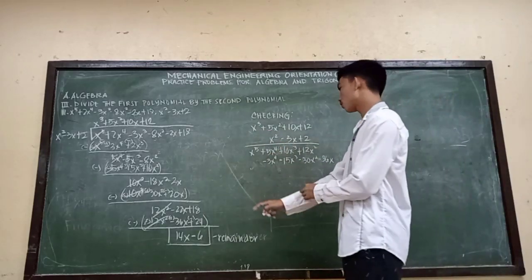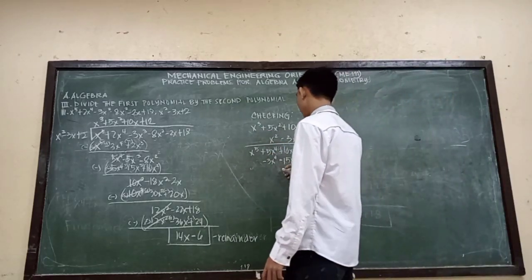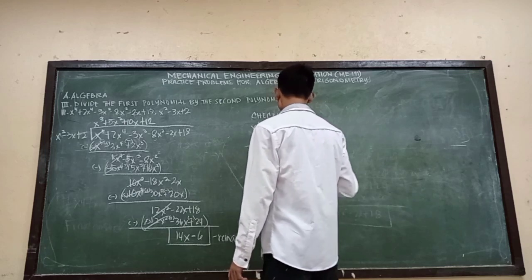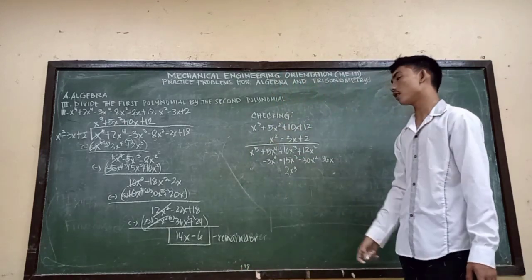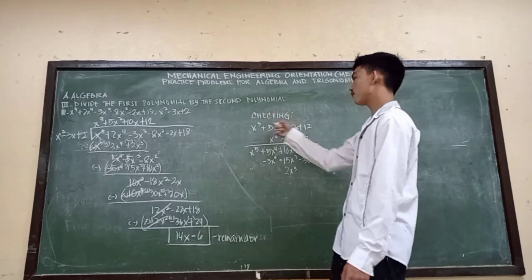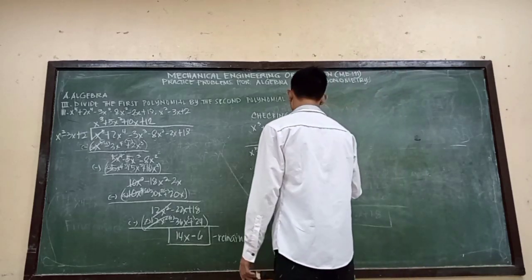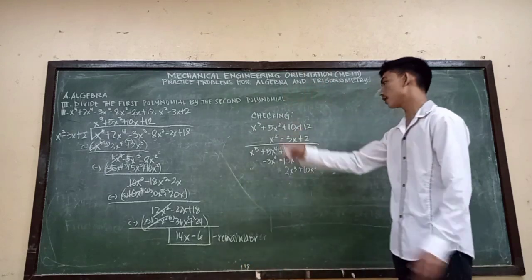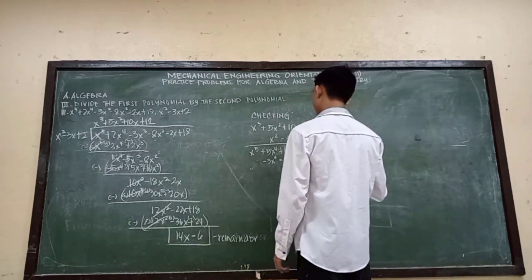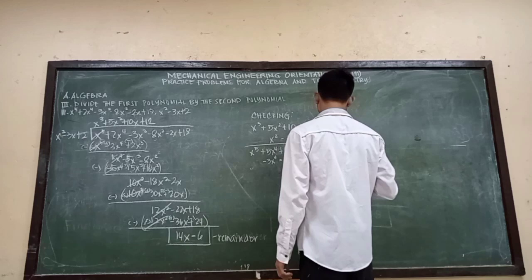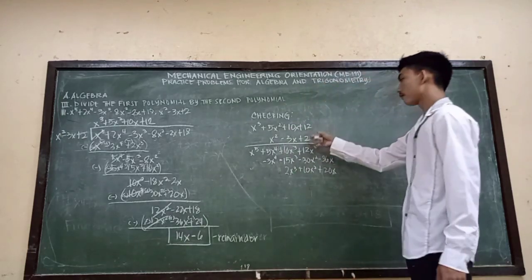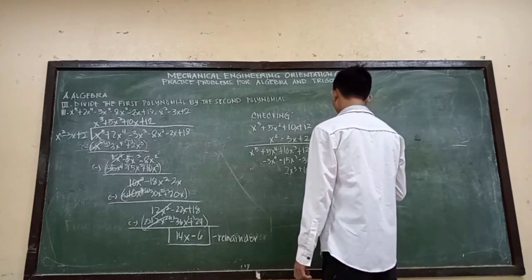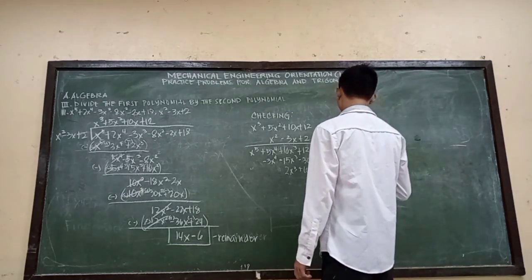2 times x cubed will give us 2x cubed. 2 times 5x squared will give us 10x squared. And then 2 times 10x will give us 20x. And then 12 times 2 is 24.